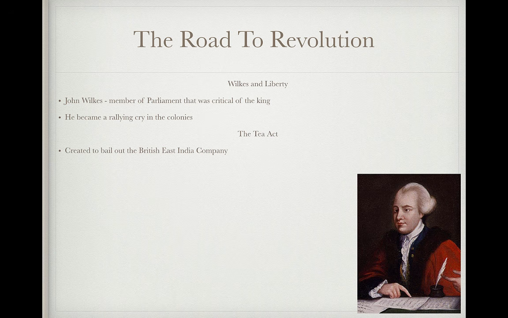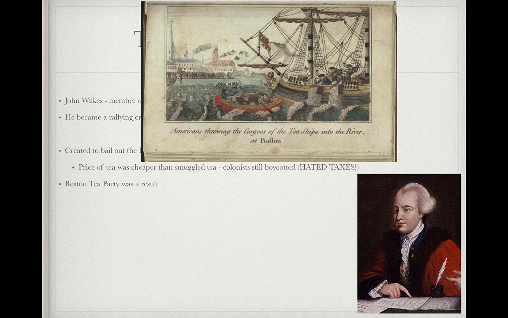The Tea Act was created to bail out the near bankrupt British East India Company, and what it does is it puts a tax on tea. Now, interestingly enough, the price of tea was cheaper than smuggled tea, but the colonists still boycotted it because they hated taxes so much. So they were against all taxes. They were willing to pay more for smuggled tea because there wasn't a tax on it. And as a result of the Tea Act, we have the Boston Tea Party that occurred.